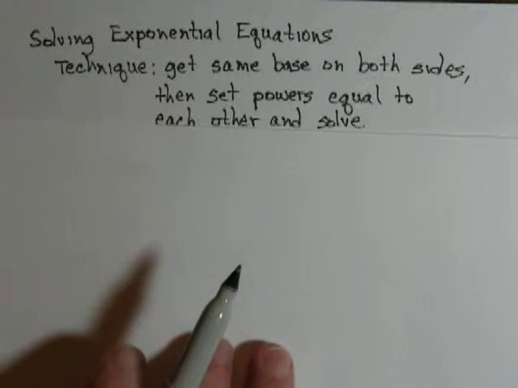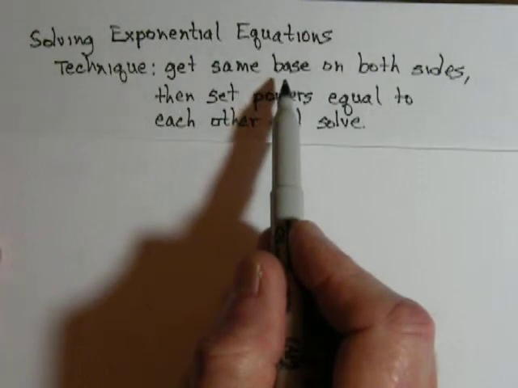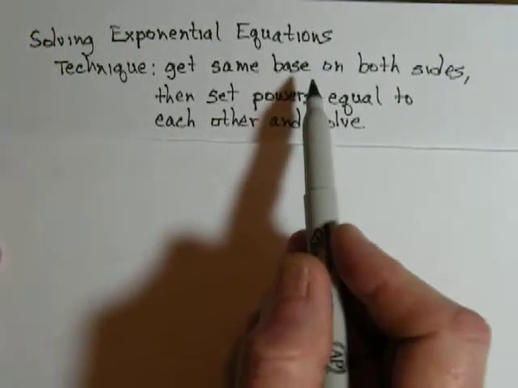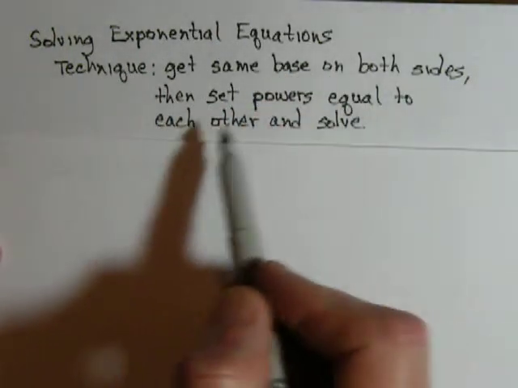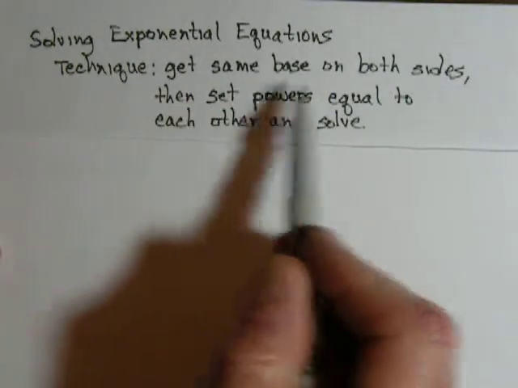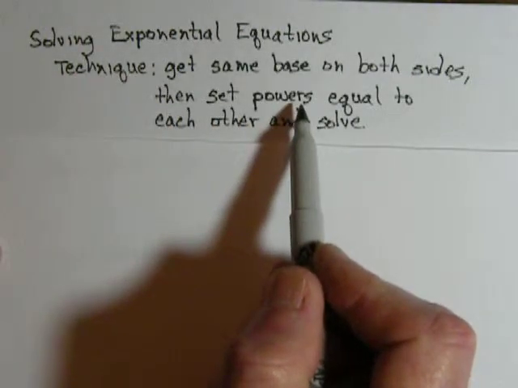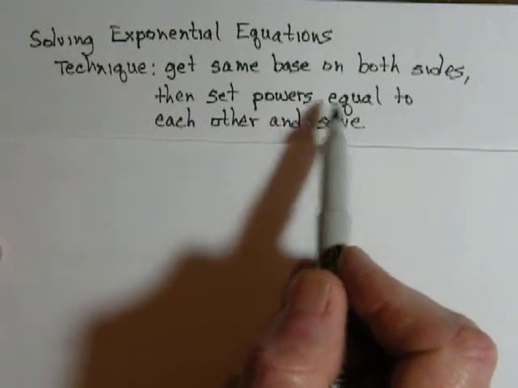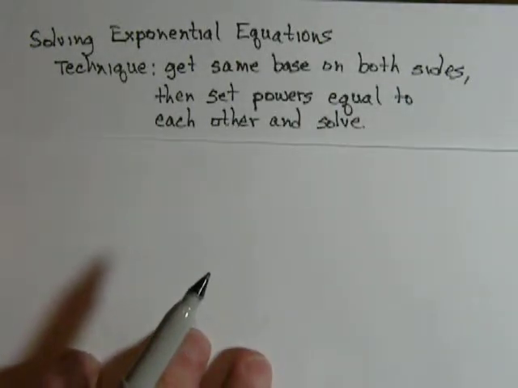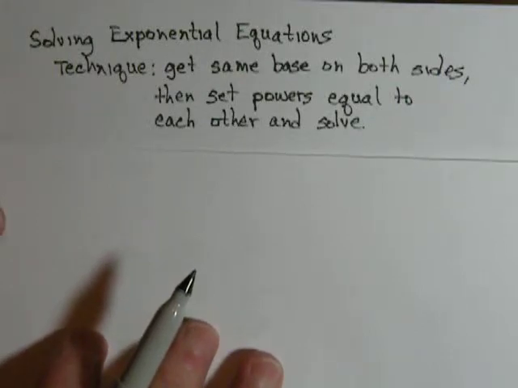The technique: you want to get both sides in terms of the same base, if it's not already, and then you set the powers equal to each other and solve. This is the technique we're going to use. Get both sides in terms of the same base, set the powers equal, whatever the exponents, the expressions are, set them equal to each other, and solve this little equation that you created. That will give you the answer for the problem.